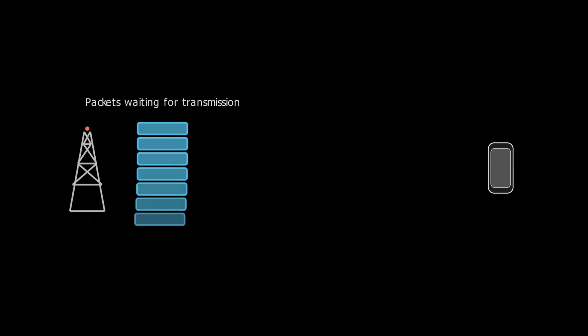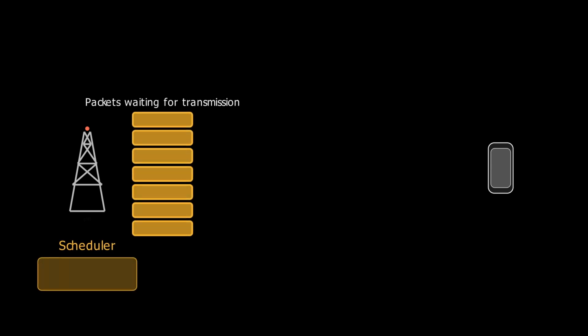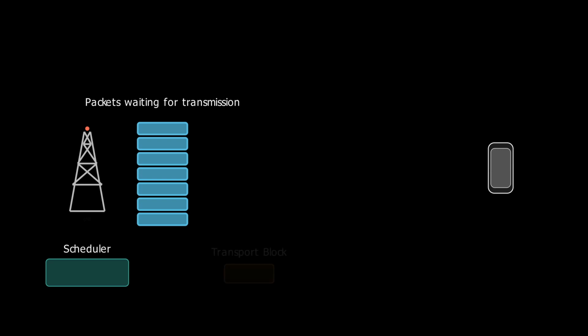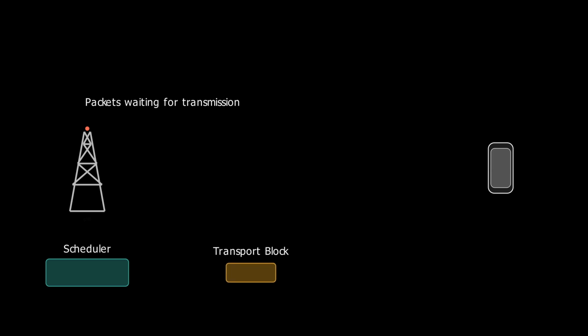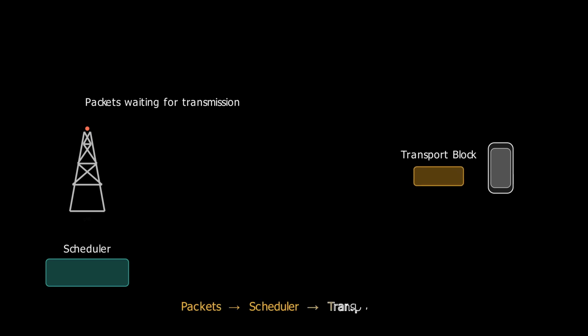Inside the base station, many packets are waiting to be transmitted to the user. Scheduler decides which packet should be transmitted during the next transmission interval. These selected packets are grouped together into one larger unit, which is called the transport block. This transport block now represents all the user data that will be processed by the transmitter before being sent to the UE. Every transmission starts with this transport block.